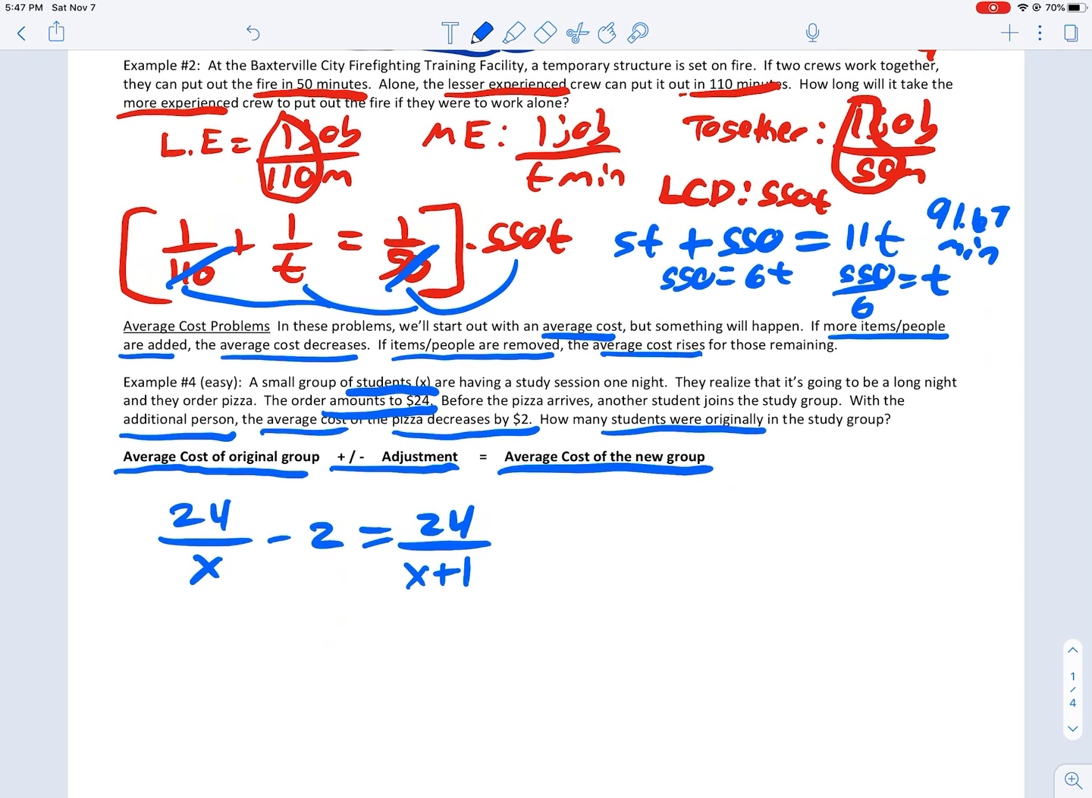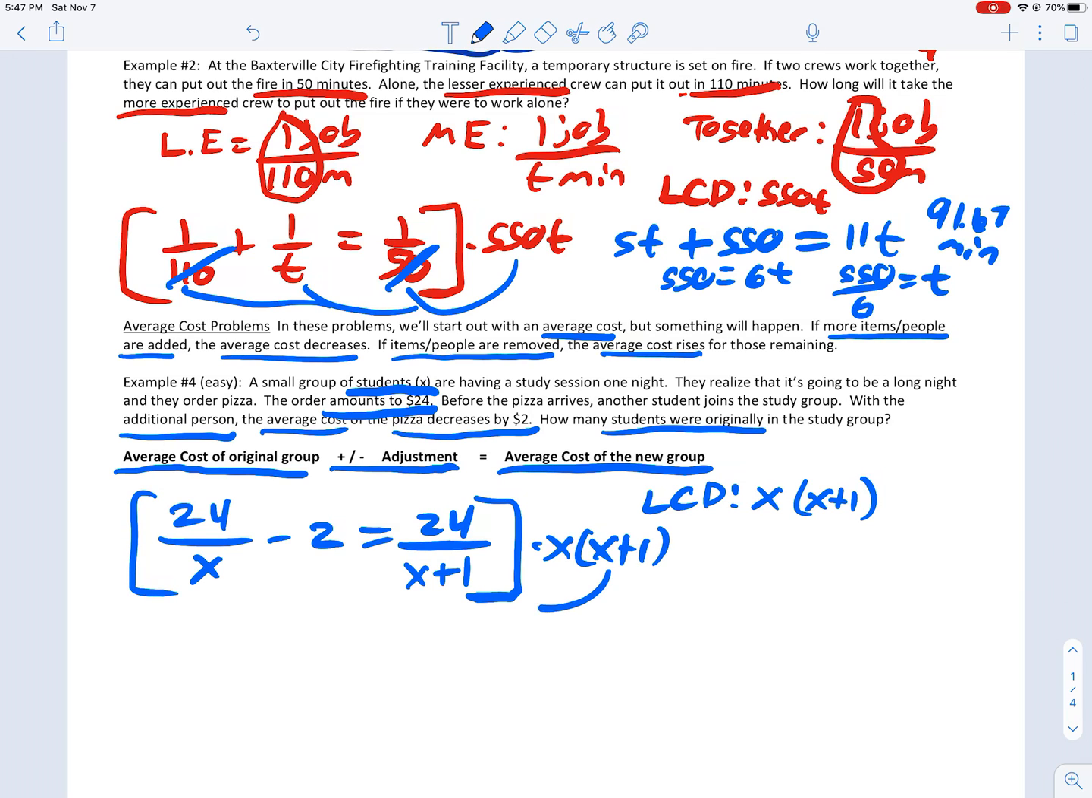So now you have your rational equation. So I need my LCD. In this case, if I multiplied every fraction by x, that wouldn't clear the last fraction. So I need x times x plus 1. So everything is going to get multiplied by x times x plus 1. That goes to every single fraction.